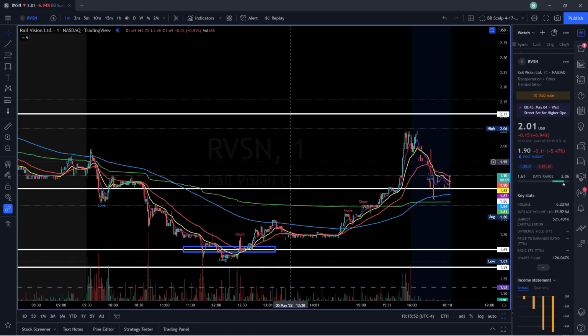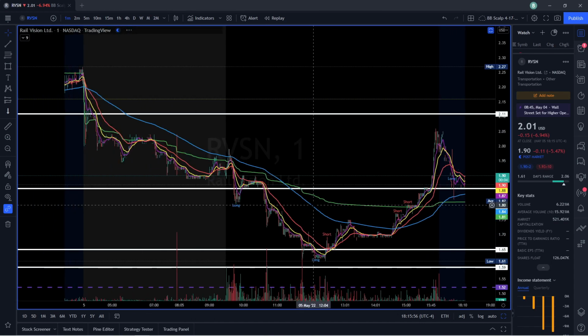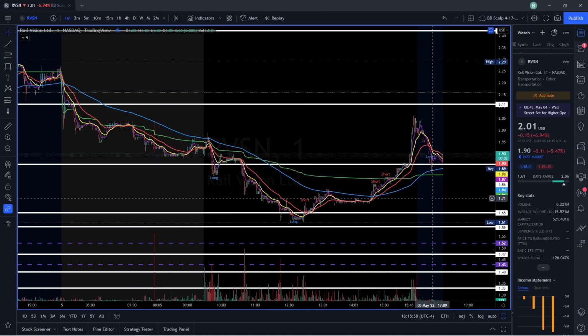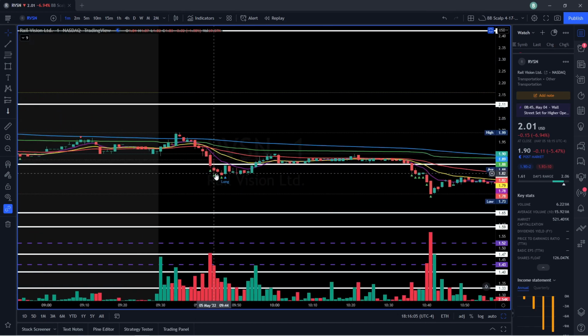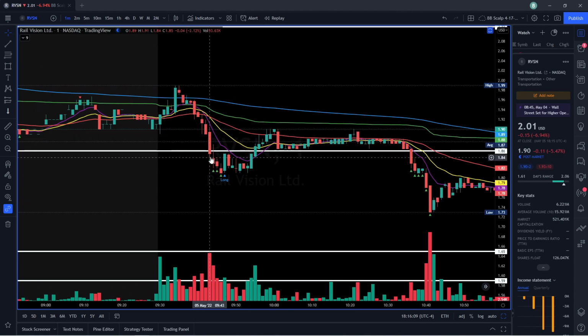So this is RVSN on a 1-minute time frame. And what we can see here is that it responded to these levels. At first it came down here and broke below this level. I'll zoom in here, but we can see that we came down and just broke right below the level.